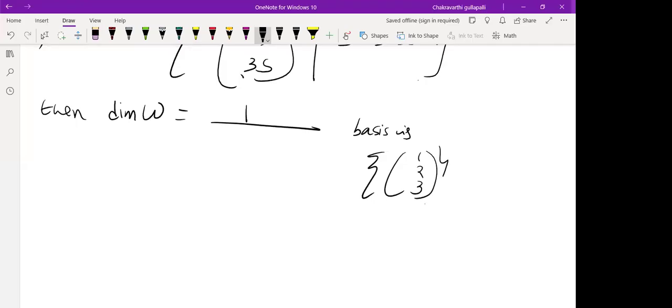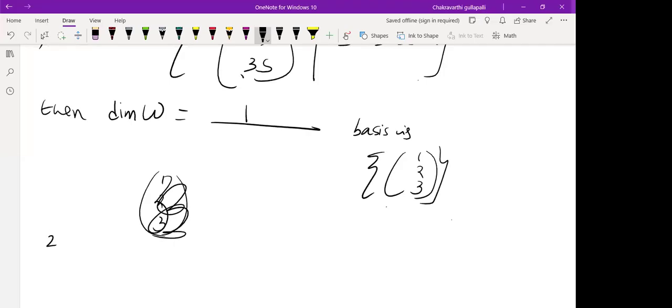Always you should write it in set form. Among the options you will be given 1, 2, 3 like this. This is a basis or this is a basis. Always you should write it in flower brackets. Don't write it as a bare vector, which is not a set. A basis should be a set. Therefore you will get it. Okay, so be careful.